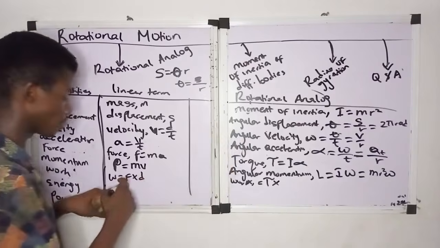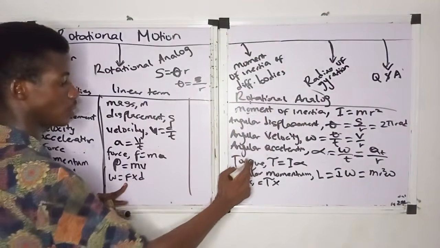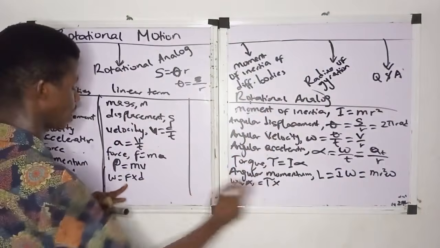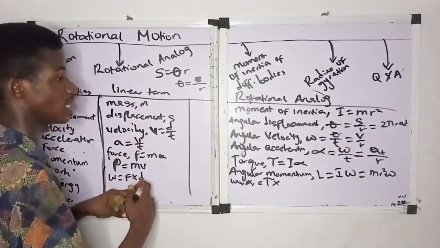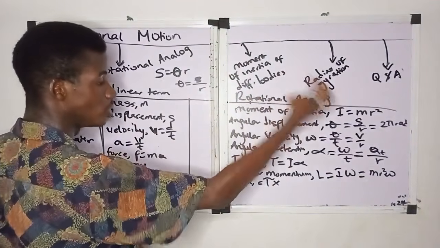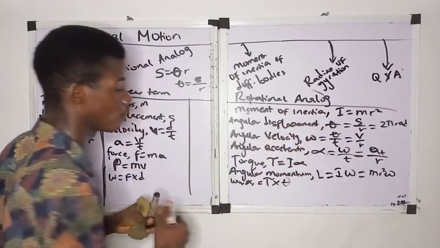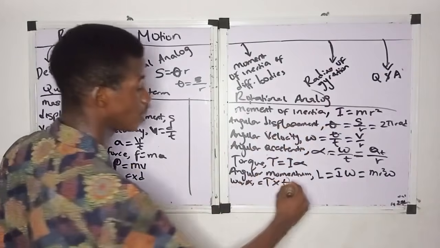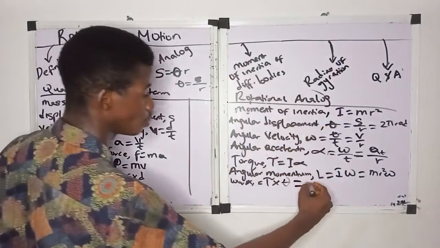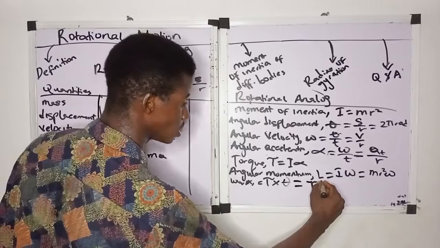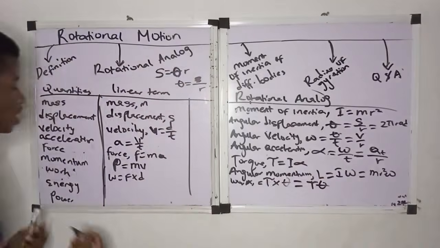So force in rotational terms is torque, and displacement in rotational terms is angular displacement. Therefore, work in the rotational analog is torque times angular displacement.